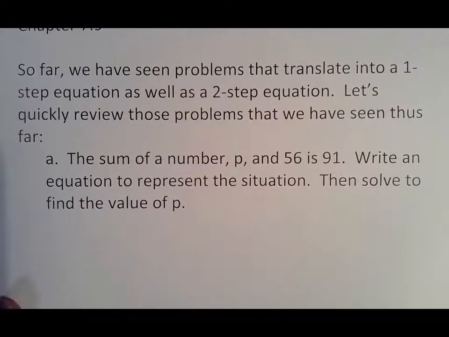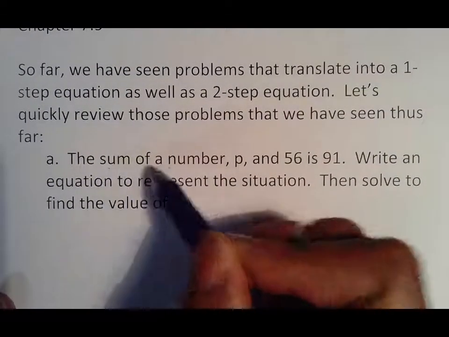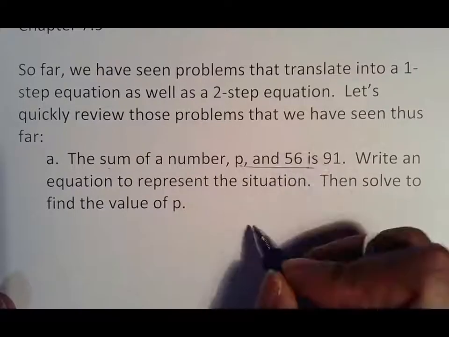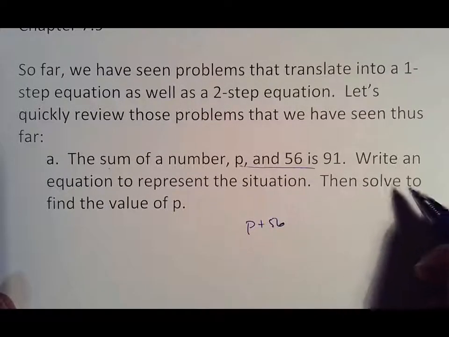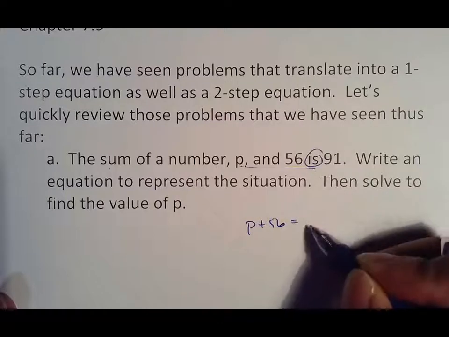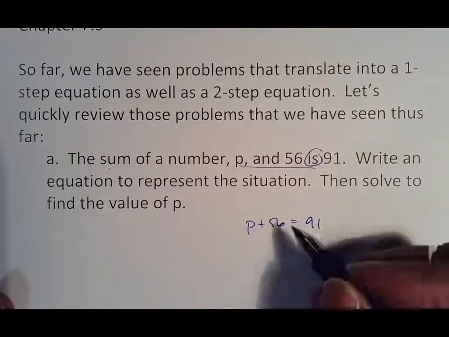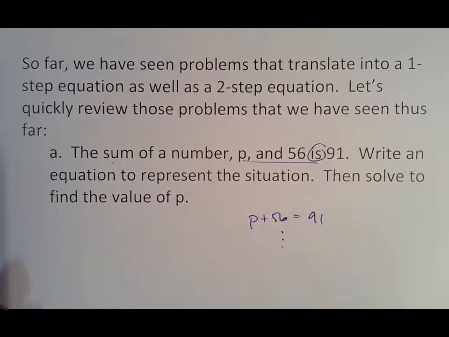The sum of a number p and 56 is 91. So sum means add p and 56. So p plus 56, is means equals, and 91. Again, from there you would subtract 56 from both sides and solve.